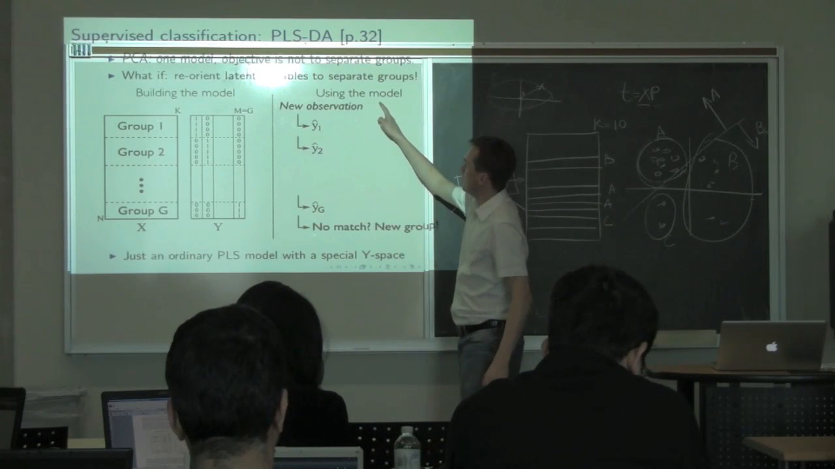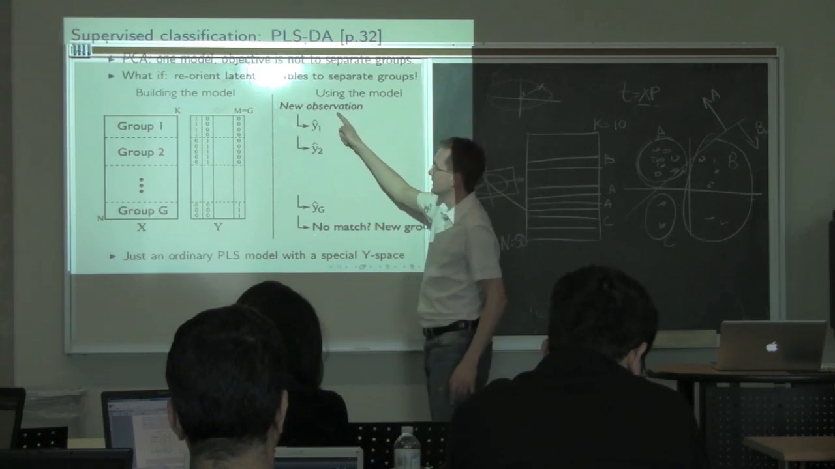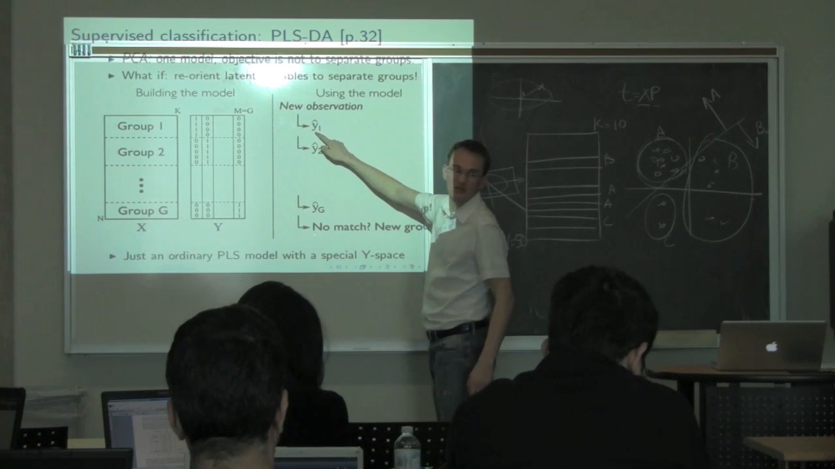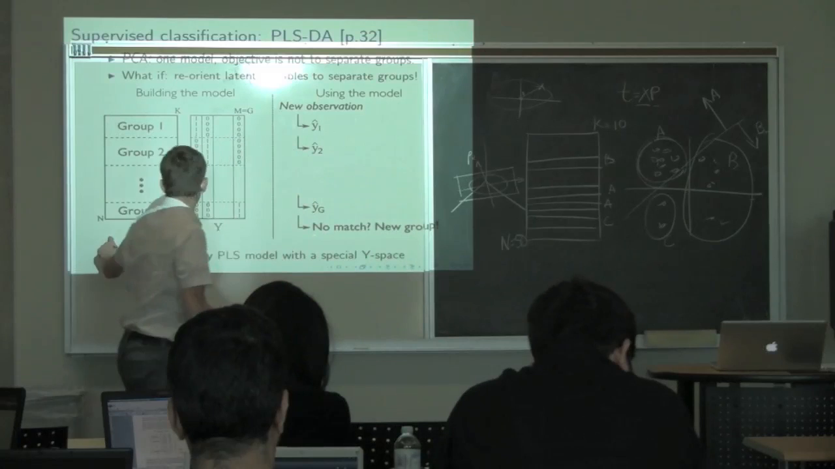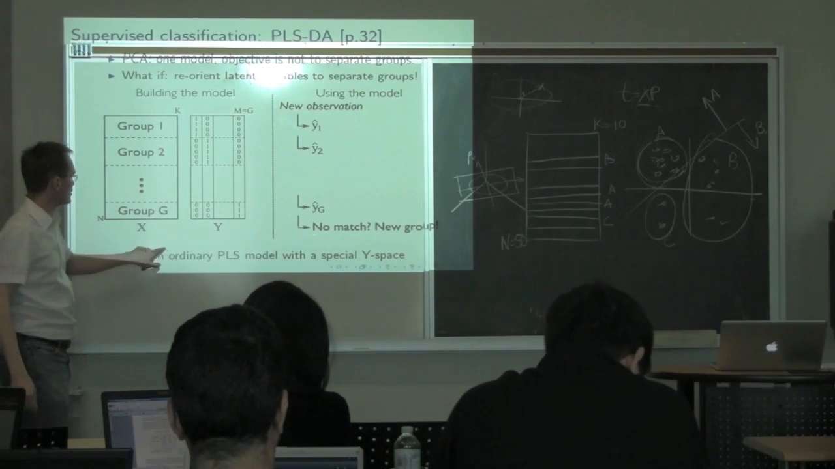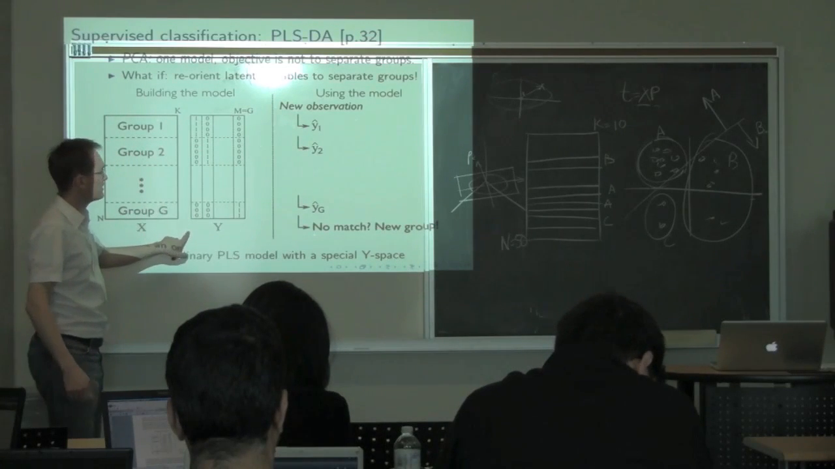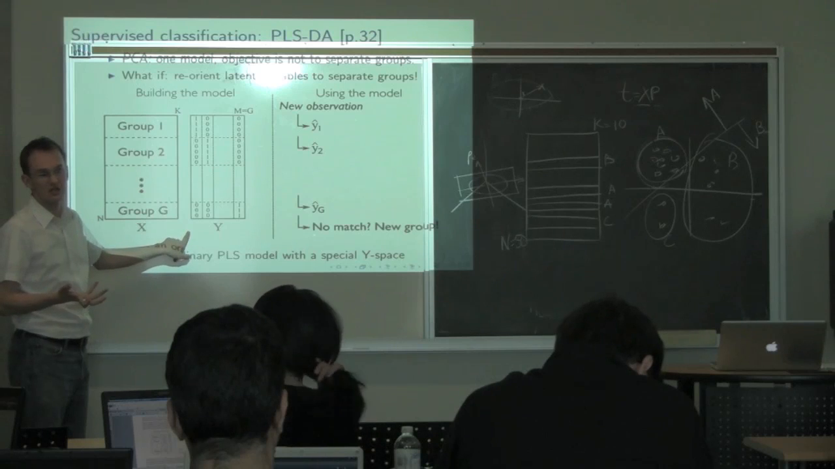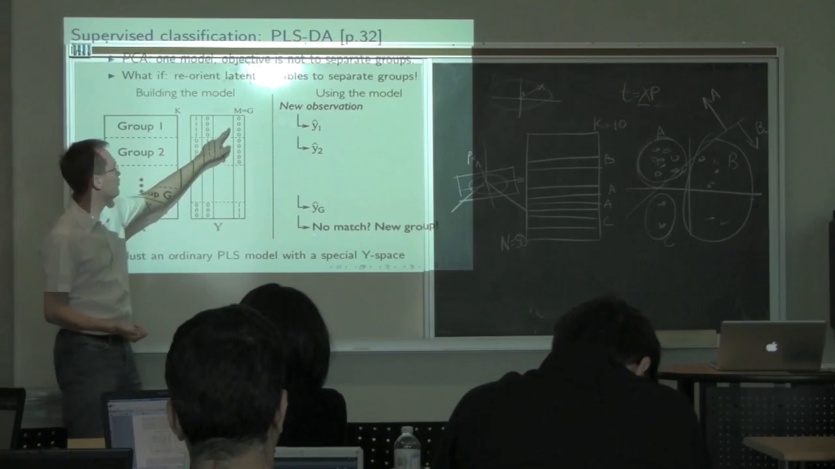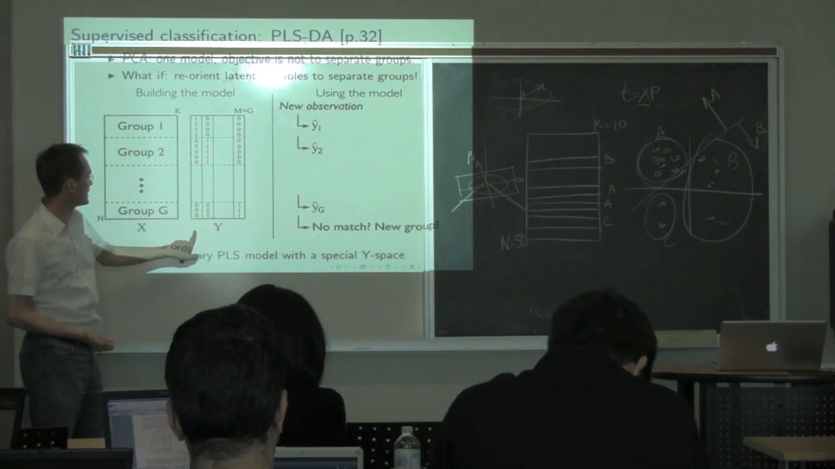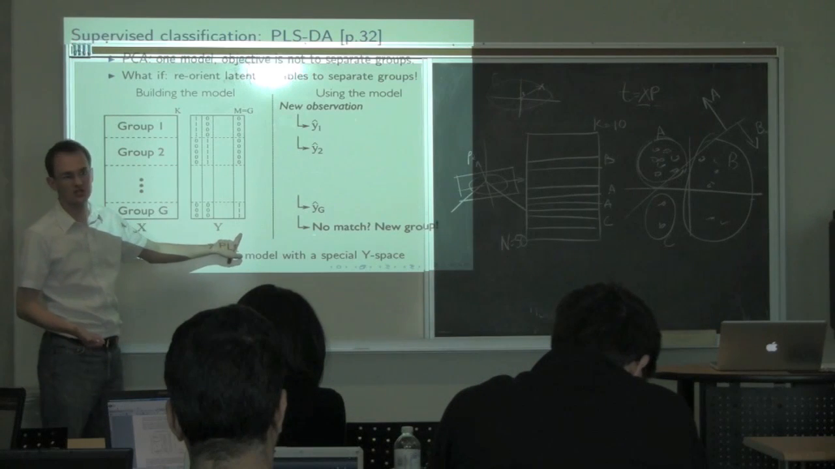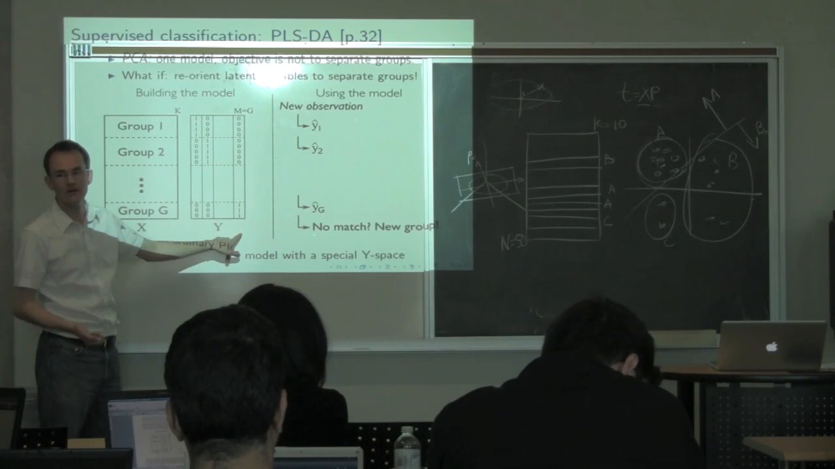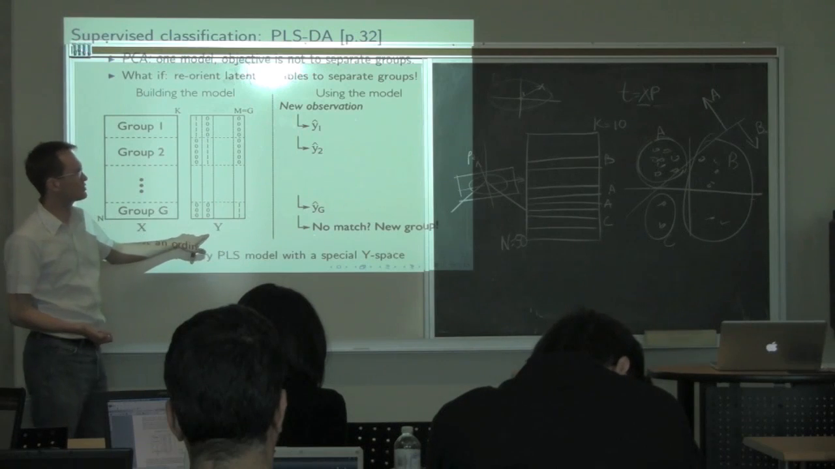And when you want to use the model, you bring in your new observation and you look at Y predicted for the first column. So when you bring in your new observation X, you can predict G Ys, or N Ys, it's the same thing. You get a prediction of this column, a prediction of this column, a prediction of this column, and a prediction of that column. So, how do you tell which group it belongs to?